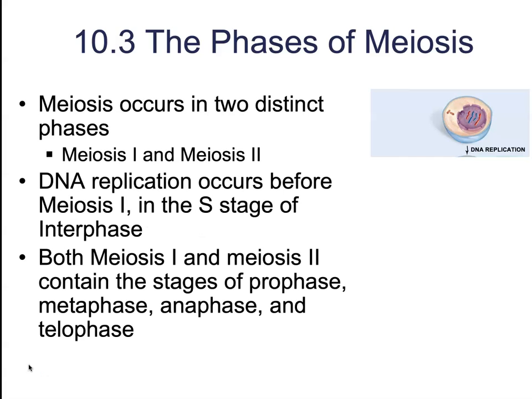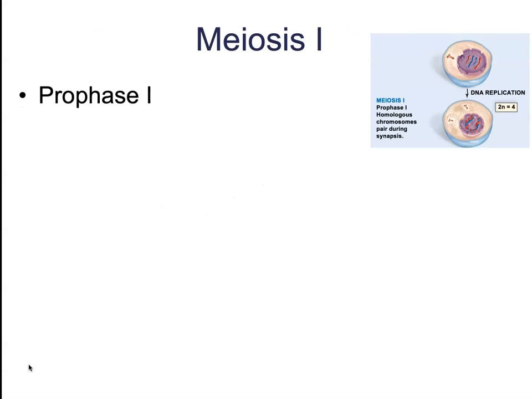Both Meiosis I and Meiosis II contain the stages of prophase, metaphase, anaphase, and telophase. And they are going to be very creatively called in Meiosis I, prophase I, metaphase I, anaphase I, and telophase I. And in Meiosis II, they're going to be called prophase II, metaphase II, anaphase II, and telophase II. So we're going to start off with prophase I of Meiosis I.